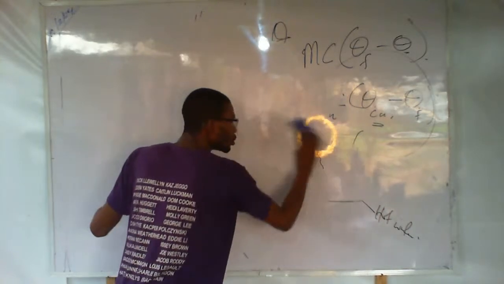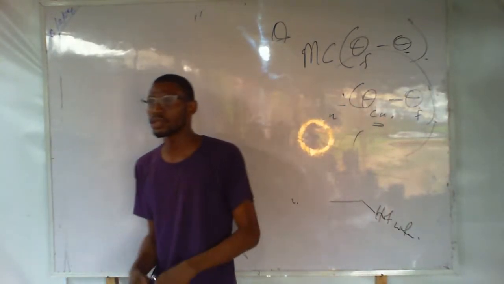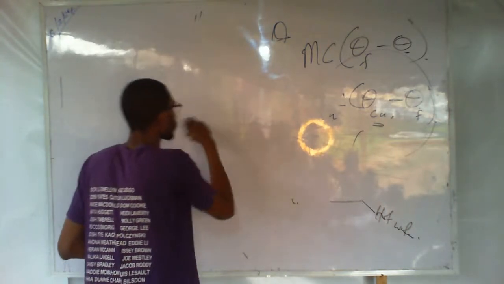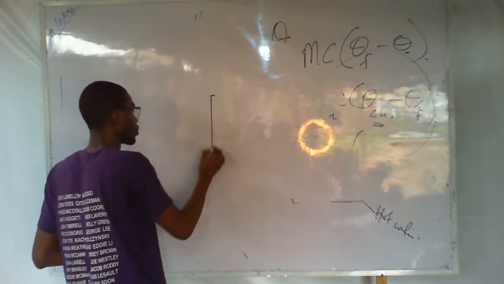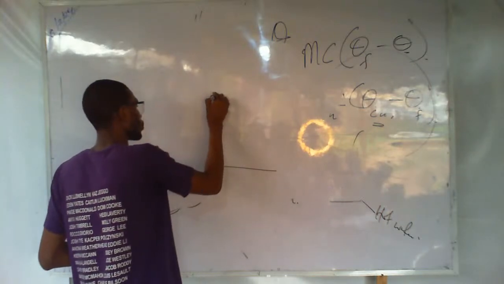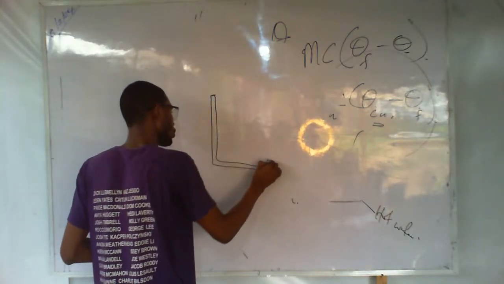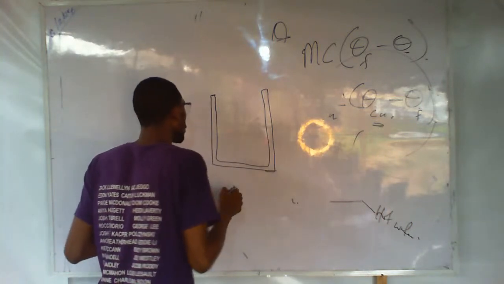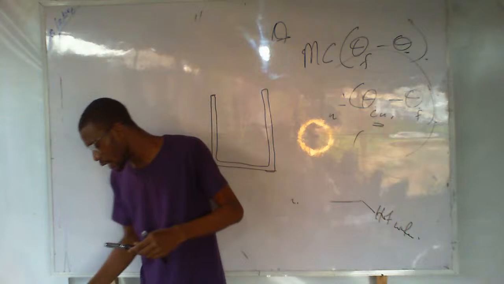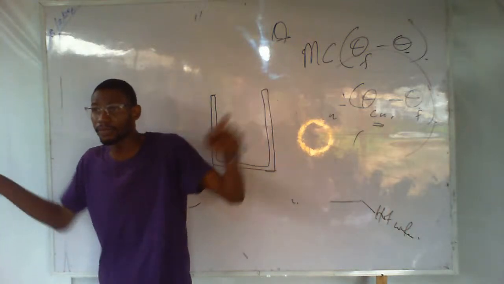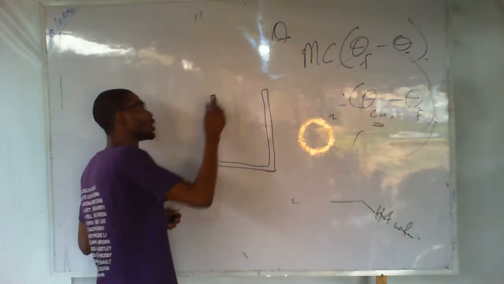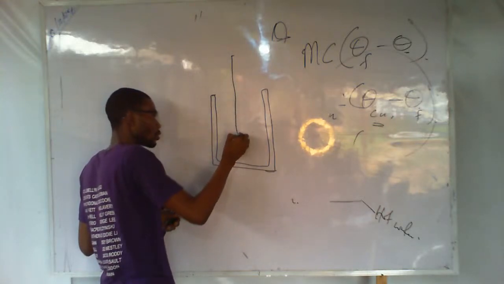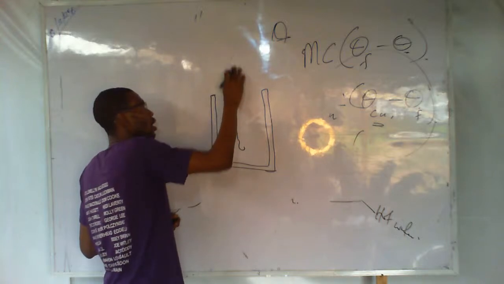So now the next one is this. So now the calorimeter. Then we have our thermometer there and also our lagging to close the top so that heat will not escape. So this is our thermometer.